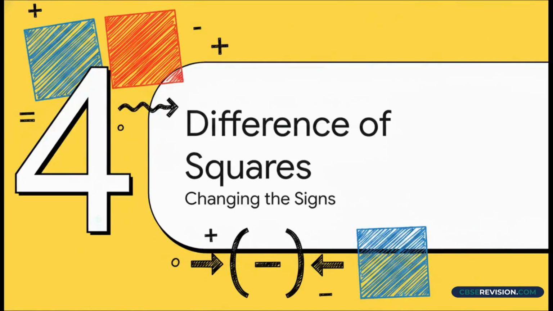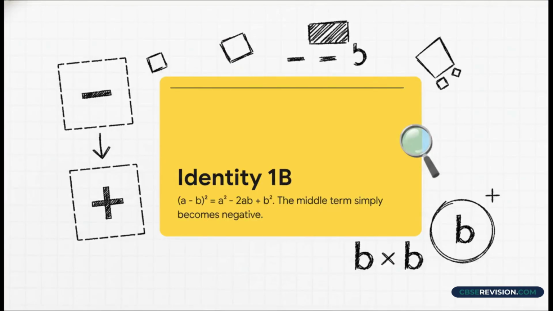Section 4. The difference of squares. Changing the signs. So what happens when we change that addition sign to a subtraction sign? Let's find out. Please write this second rule in your notebook, right below the first one. Identity 1b: (a minus b) squared is equal to a squared minus 2ab plus b squared.